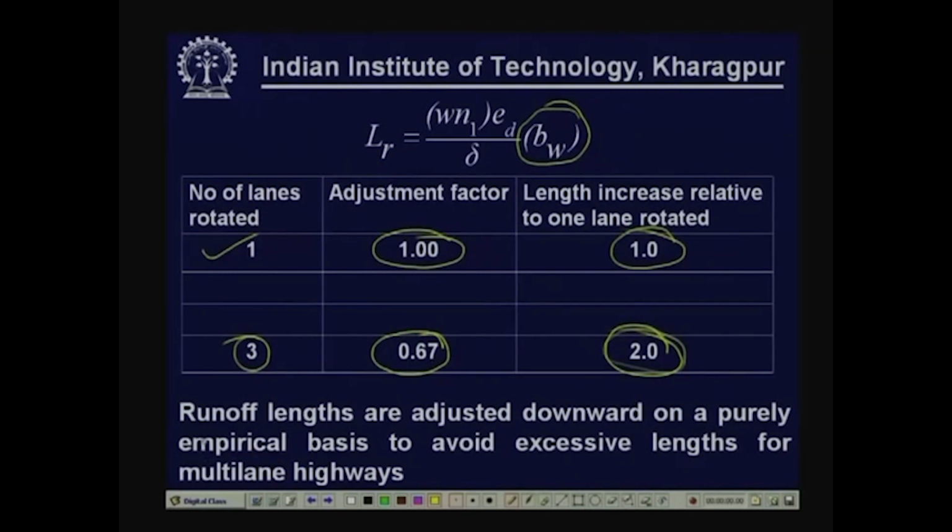So, therefore, runoff lengths are basically adjusted downward. This is important. The runoff lengths are adjusted downward on a purely empirical basis to avoid excessive lengths for multi-lane highways. So, to avoid excessive lengths for multi-lane highways, this adjustment factor Bw is used to have a downward adjustment in runoff length.